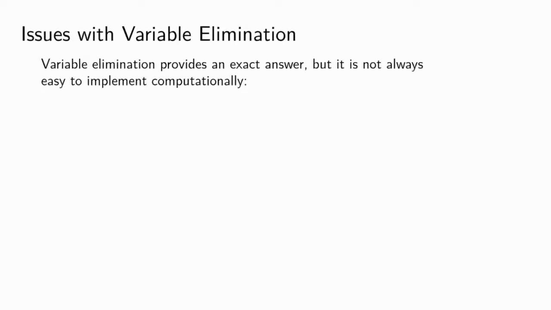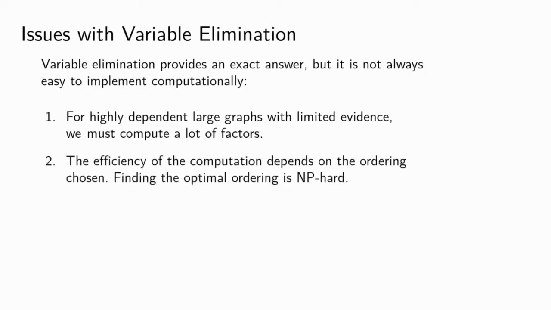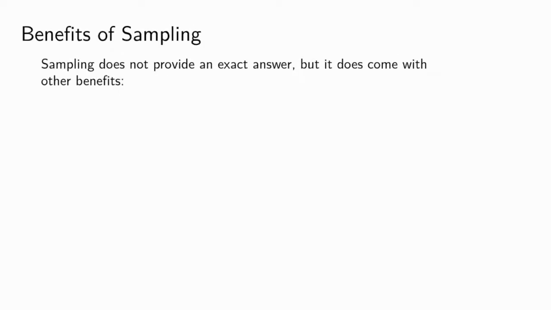I mean, you might have a few questions like why do this, right? And a few of the answers for that are, well, if you have a lot of highly dependent graphs and you have limited evidence and you have to compute a lot of factors. You might have noticed this when you were doing variable elimination homework. Moreover, you need to have a good ordering of these factors, and choosing that optimal ordering is not an easy problem to do by any means. And even if you could do all of that, the answer isn't exact anyway, right? Because most likely this is implemented on a computer, which is going to be using numerical algebra as opposed to symbolic algebra. So I mean, really, it doesn't matter, right?